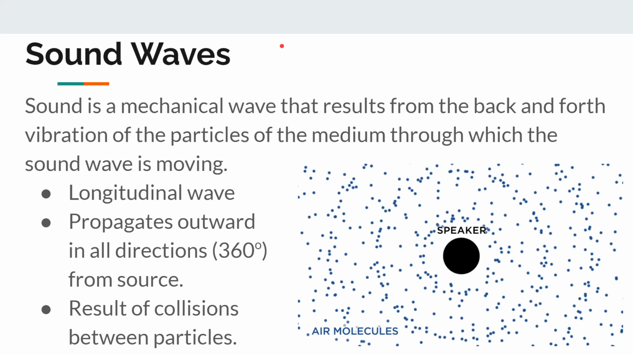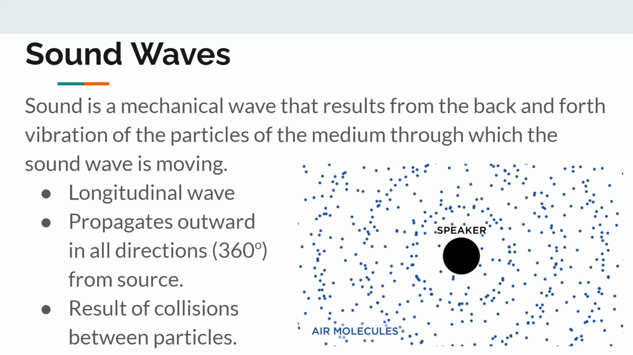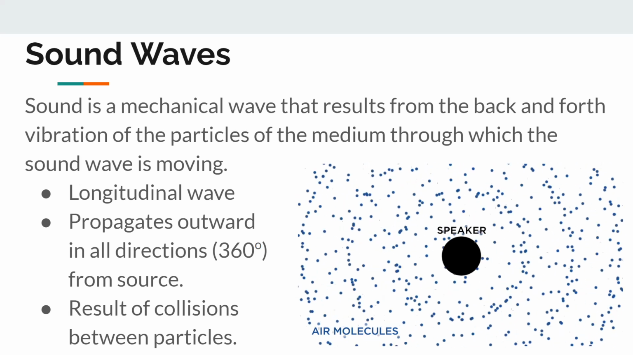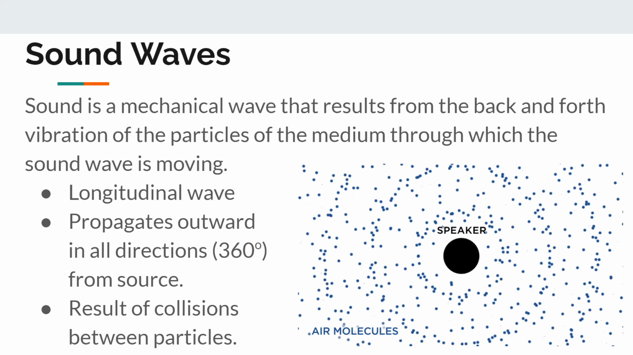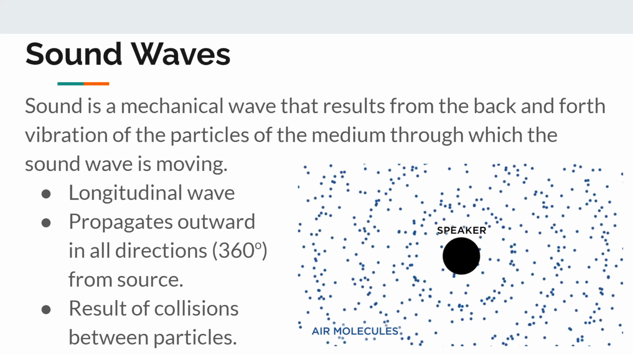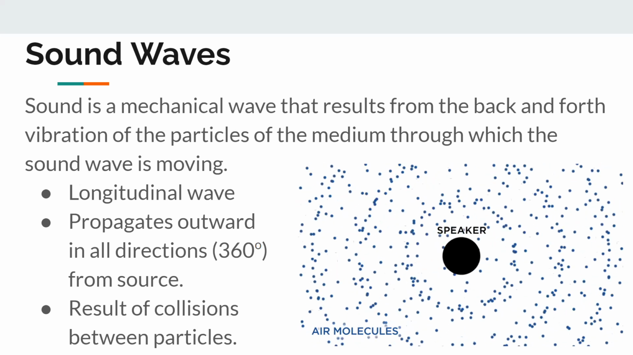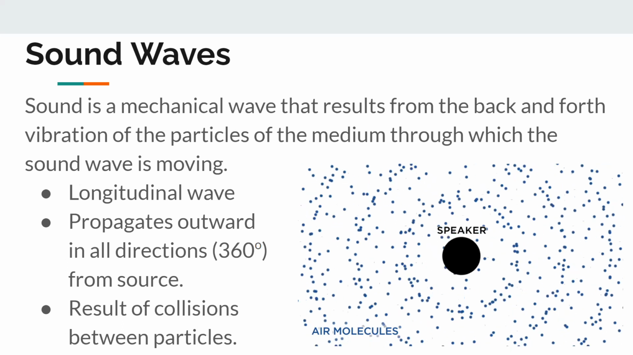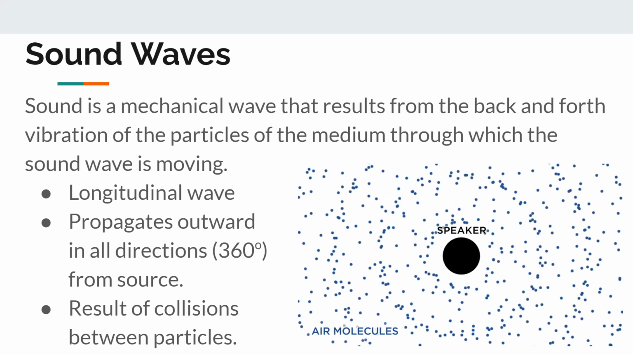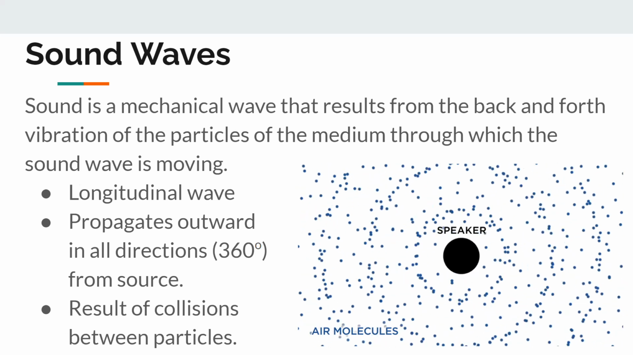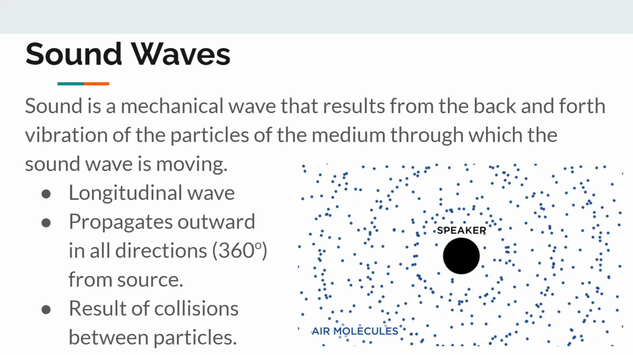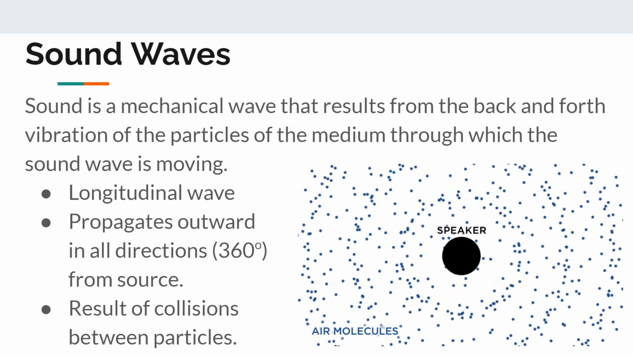Sound is a mechanical wave that results from the back and forth vibration of the particles of the medium through which the sound wave is moving. This is how a sound wave would propagate outward from a source, like a speaker. If it's playing music, it's going to propagate outward radially in three-dimensional space as well. Of course, I'm just representing this on a flat screen, but spherically, really. It's these compressions of the air molecules, represented by those dots right there, that send these pulses outward from that source. But again, it's a longitudinal wave.